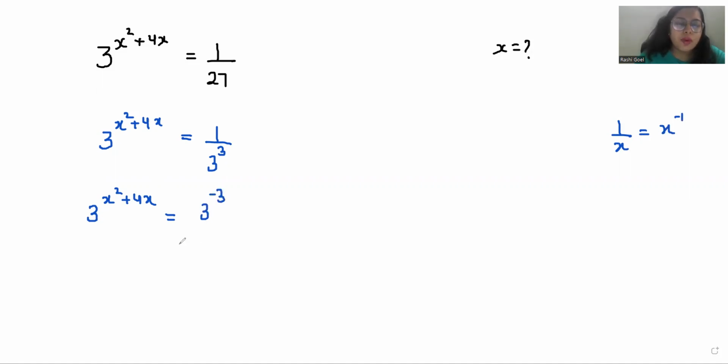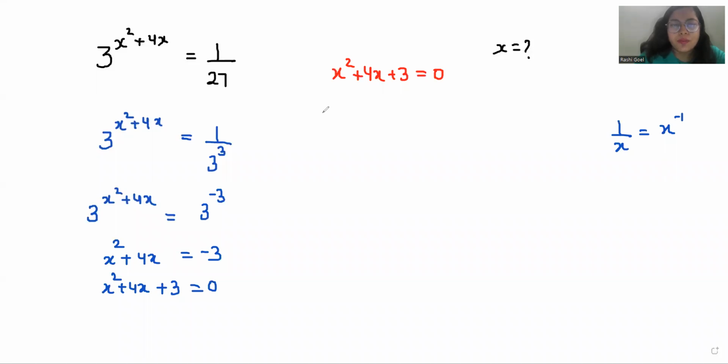Now if we compare both sides, if the bases are equal, their powers are also equal. So x square plus 4x is equal to negative 3. X square plus 4x, if I take this 3 to this side, plus 3 is equal to 0. Now it becomes a quadratic equation, so we can do the middle term split here. So x square plus 4x plus 3 is equal to 0.